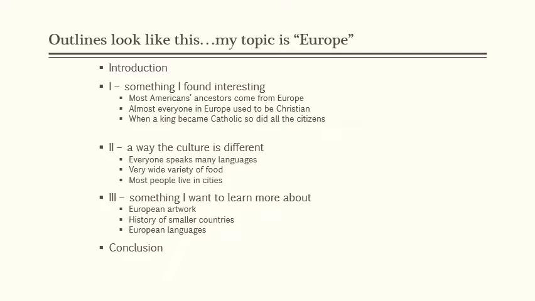The 3 middle paragraphs, 1, 2, 3, match the 3 things that I listed in my introduction. And they also match the requirements I gave you. Something I found interesting, a way the culture is different, something I want to learn more about. So for example, the first paragraph, our ancestors came from Europe. Almost everyone there used to be Christian. When the king became Catholic or Christian, so did all the citizens.